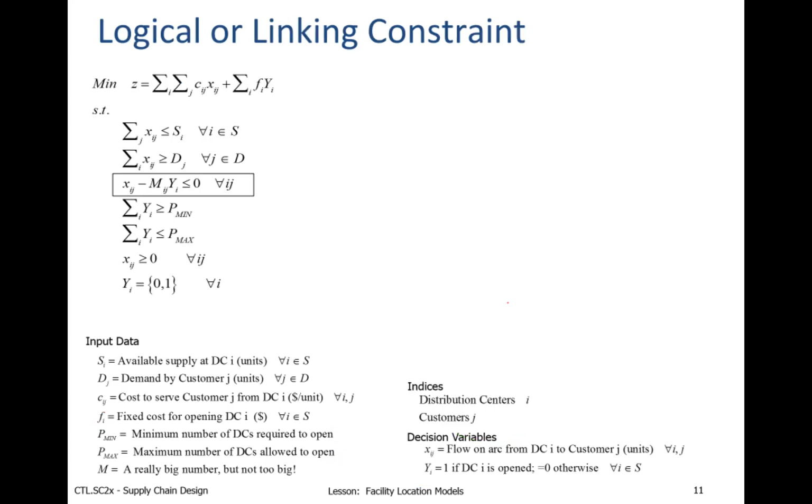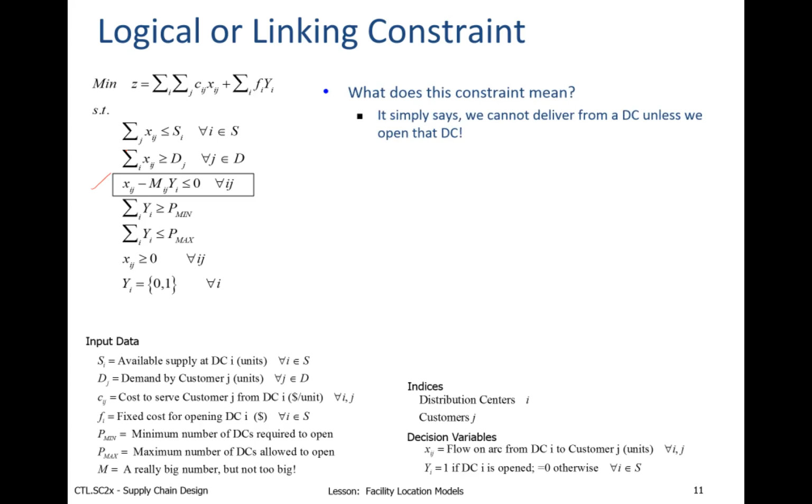So here's the same formulation. I just made it a little smaller, and I boxed the constraint we're going to talk about, this linking constraint. And so what does this mean? Well, what this is really doing is saying we can't deliver from a distribution center unless that distribution center is open. Because if we don't do this, then the objective function right here is going to force it closed. It's going to say, hey, it costs me money to open it. If I don't have to, I won't.